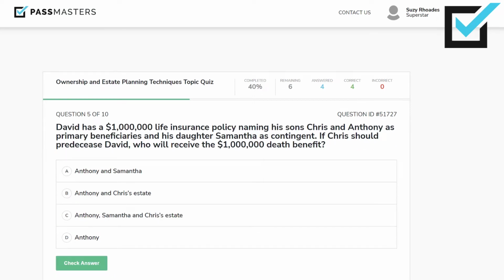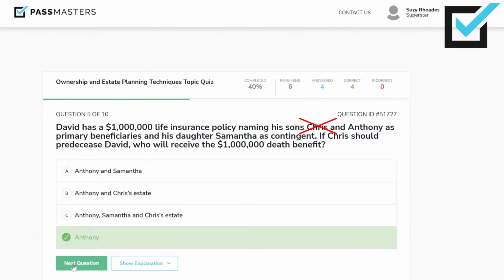David has a $1 million life insurance policy naming his sons Chris and Anthony as primary beneficiaries and his daughter Samantha as contingent. If Chris should predecease David, who will receive the $1 million death benefit? Is there any primary beneficiaries left? Yes. Anthony is still listed as primary beneficiary, so 100% of the $1 million will go to Anthony. The only way that the daughter Samantha would receive the money would be if both Chris and Anthony predeceased David.